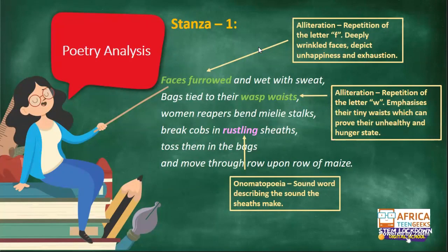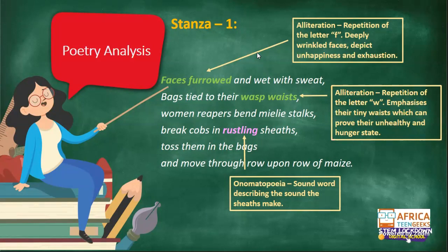Okay, so in stanza one, it says, faces furrowed and wet with sweat. In the first line, we are given an alliteration of the words faces furrowed because they start with the letter F. And this repetition of the letter F emphasizes the deeply wrinkled faces of the workers in the mealie field and how they are unhappy and exhausted. That's why their faces are furrowed, and furrowed means wrinkled. And they are wet with sweat because they are tired, and they have bags tied to their wasp waist. And wasp waist is another alliteration which emphasizes their tiny waist. And this proves how hungry these workers are as they work in the mealie field. And this proves they are unhealthy and in a hunger state.